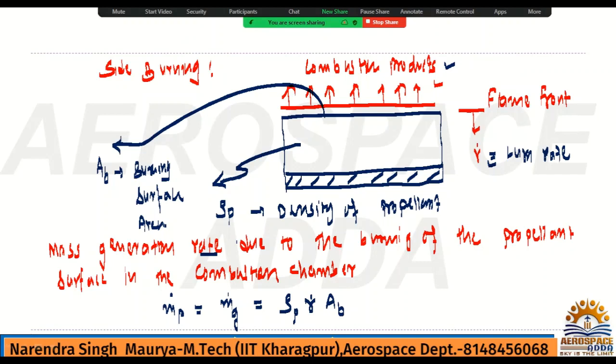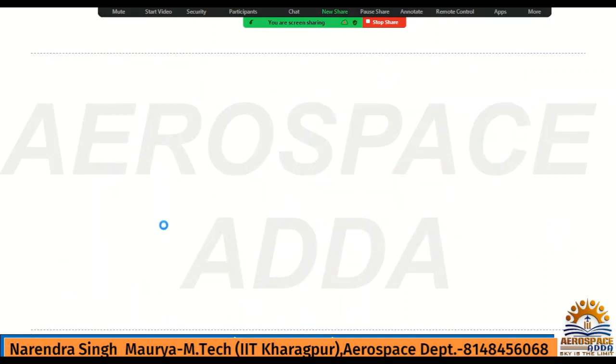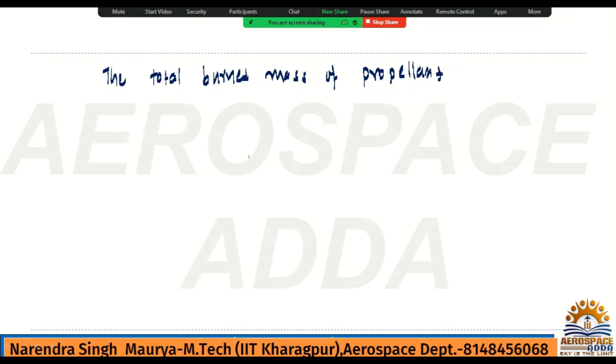So this is the formula. You need to remember this. Now, if I want to calculate the total burned mass of the propellant, what is the total mass? It is mg, or you can say mp.